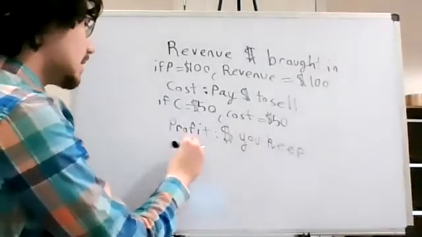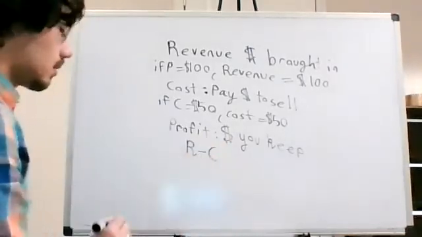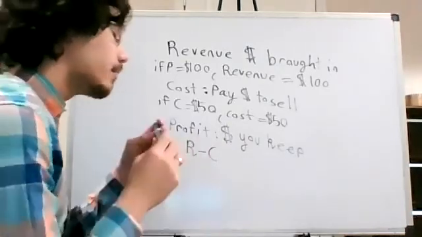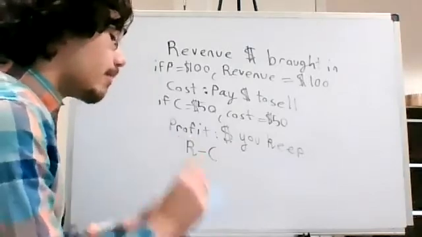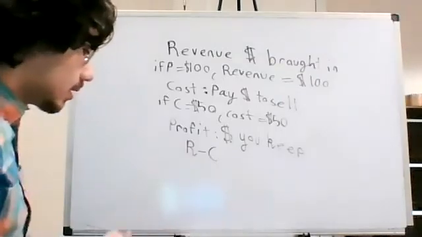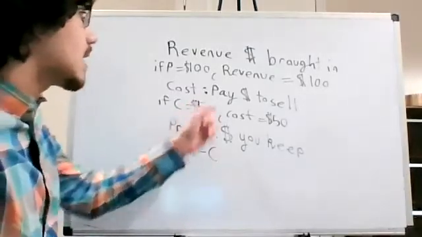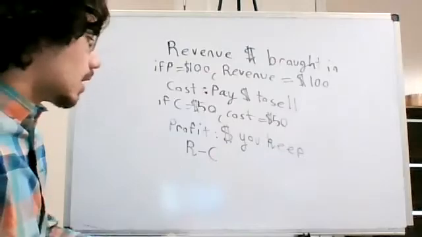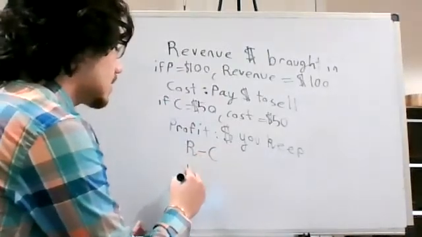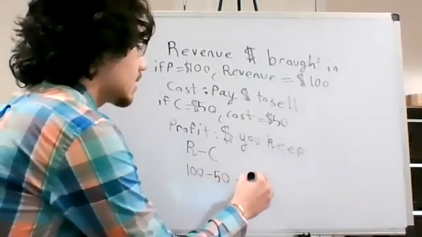So profit is simply the revenue minus the costs. That's it. It is the amount of money that you make from selling the marker, subtracted by the money that it costs to sell the marker. So in our example, cost equals $50 and revenue equals $100. So our profit would be revenue minus cost, which in this instance would be $100 minus $50, which equals $50 profit.